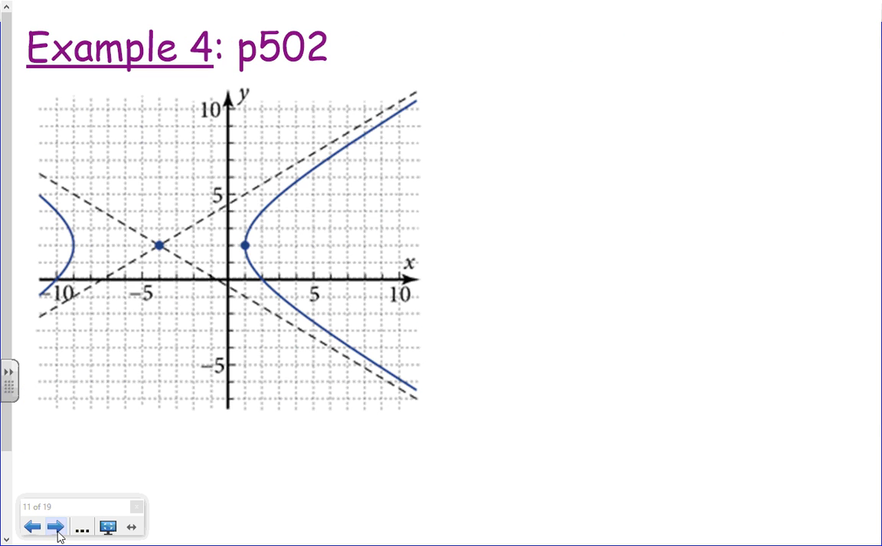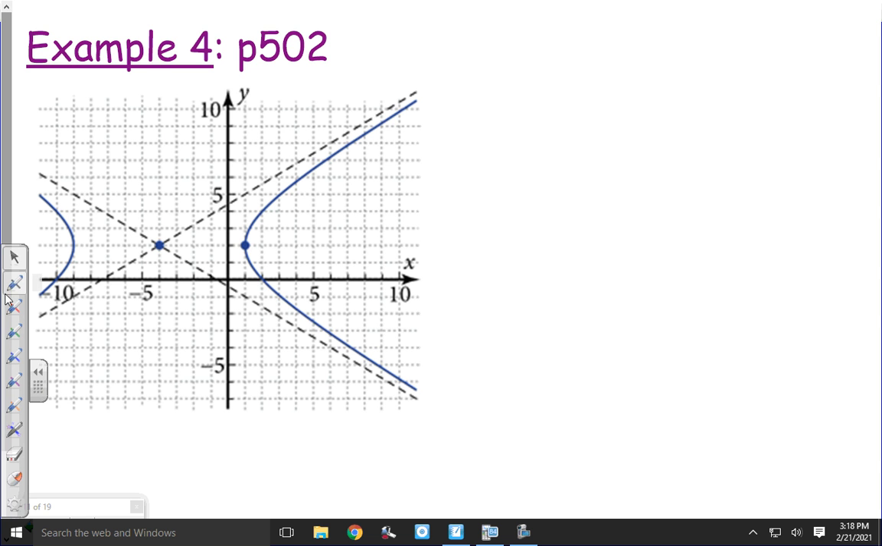All right, so let's start with an example. Example 4 on page 502. It says, find the particular equation in the center radius form for the hyperbola in the figure there. They gave us a sketch of this. Let's write down what we're working with here, what kind of conic it is.